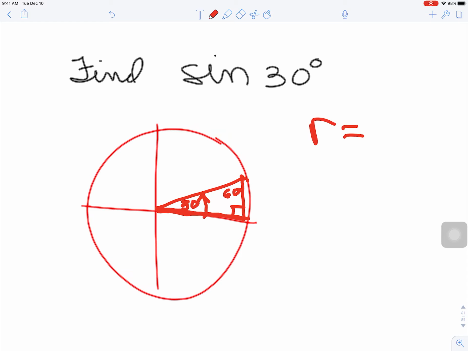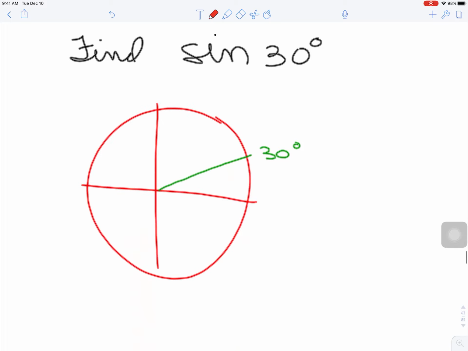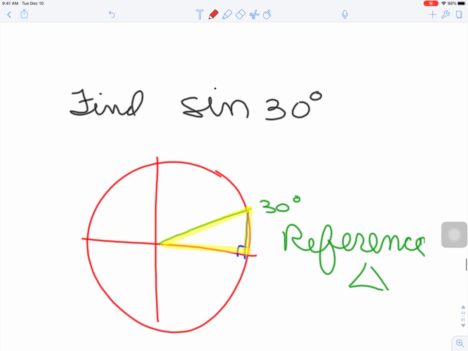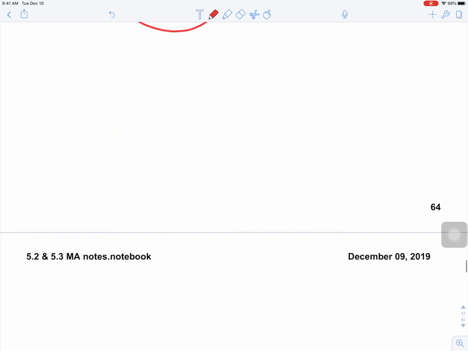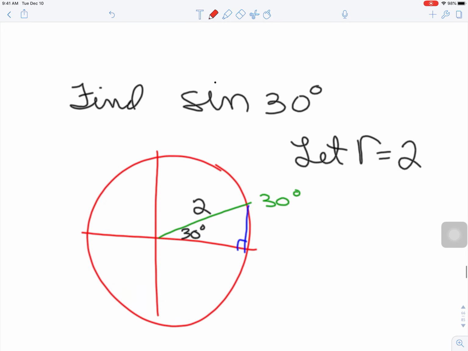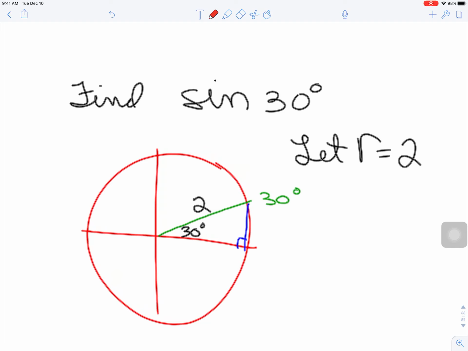You get to pick whatever radius you want. I am always going to pick a radius of 2 out here. There's nothing magical about that. It's just easier to work with. So I pick a radius of 2. You could pick any number you want to. But in a 30, 60, 90 triangle, the side across from the 30 is half the hypotenuse, and the side across from the 60 is that number times the square root of 3. So there's your 3 sides. X is square root of 3, y is 1, r is 2.